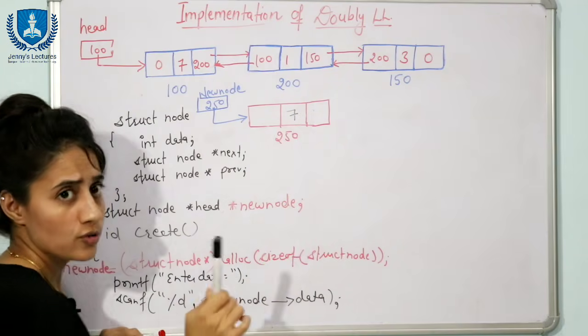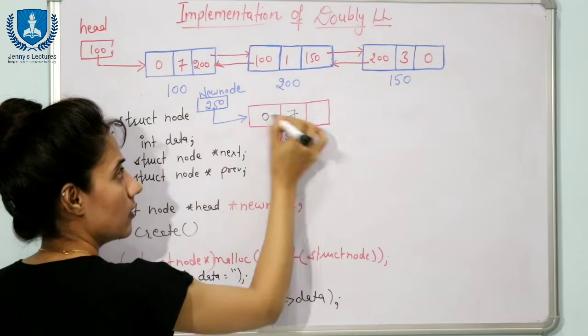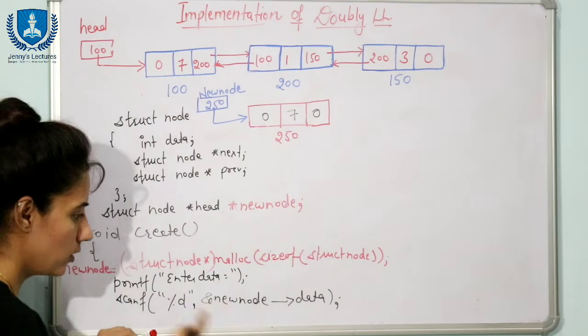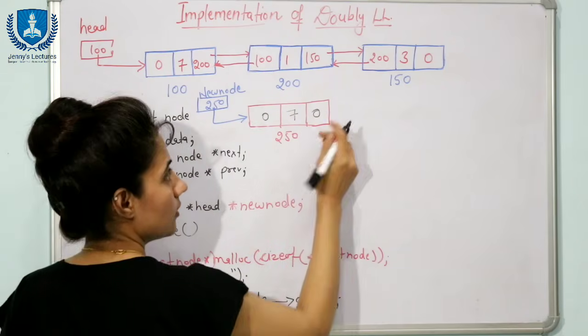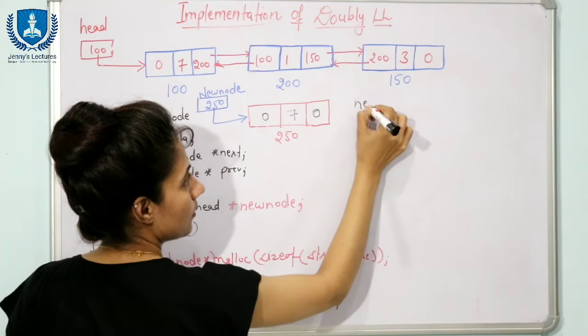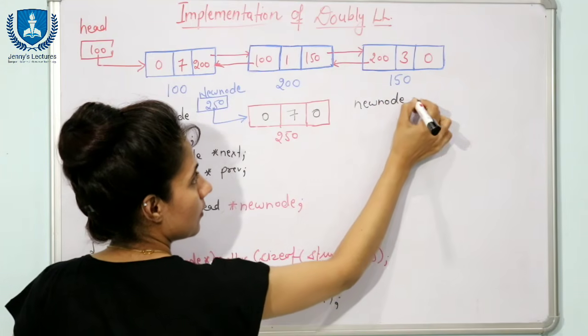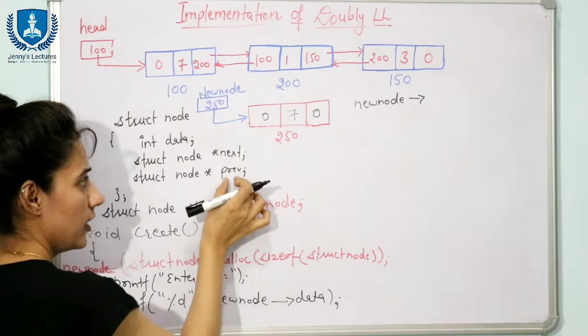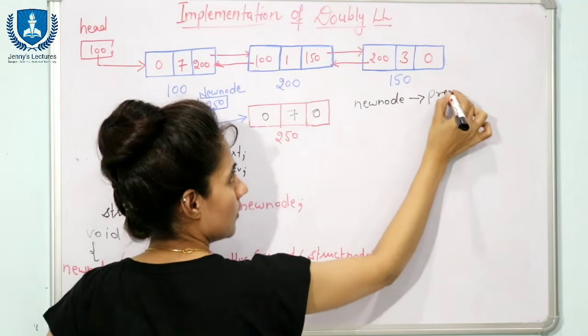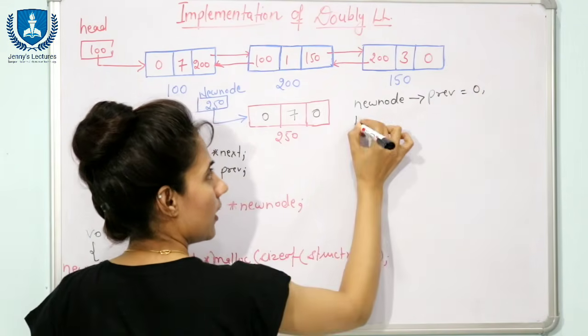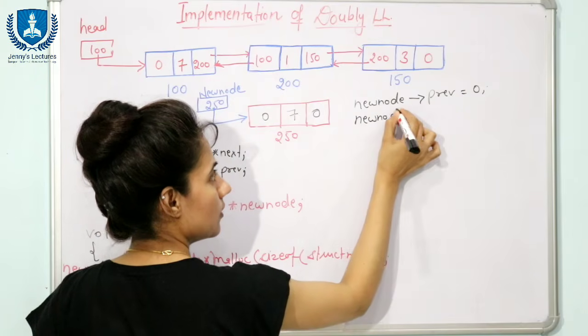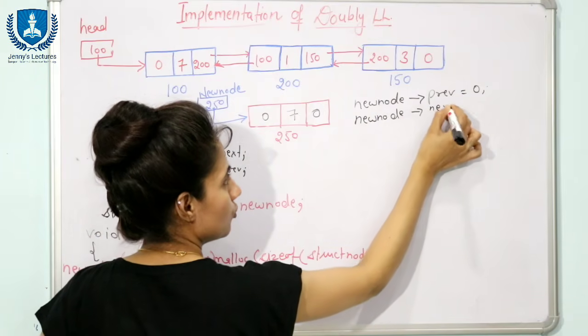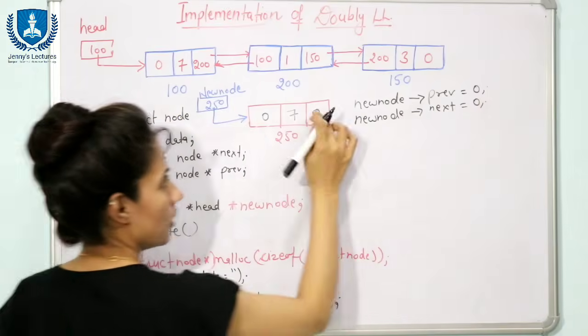So here and here, first of all, we will store null. How will you store null here? Simply you will write new node, then the part you want to access. The name of this pointer is what we have taken: previous. Previous is equal to 0 and new node. Next is also 0. So now this is done.